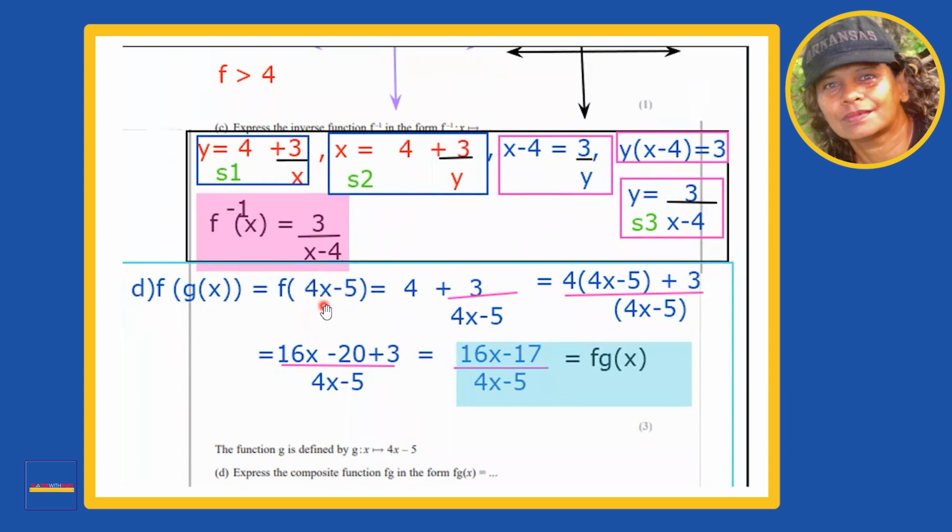Now, I know that f of x is 4 plus 3 over x. So wherever I have an x, I replace it by 4x minus 5. This is just an algebraic fraction. I put it under a common denominator of 4x minus 5. So I have 4 into 4x minus 5, plus 3. If I expand the numerator, I get 16x minus 20 plus 3, which is 16x minus 17, over 4x minus 5. And that is my answer for f of g of x.